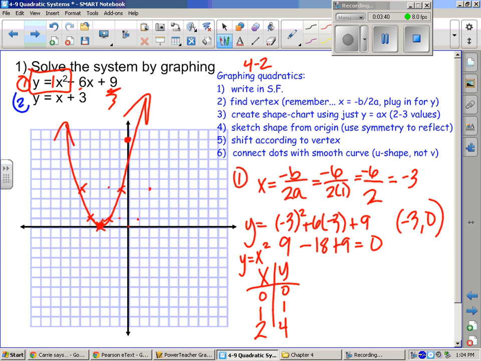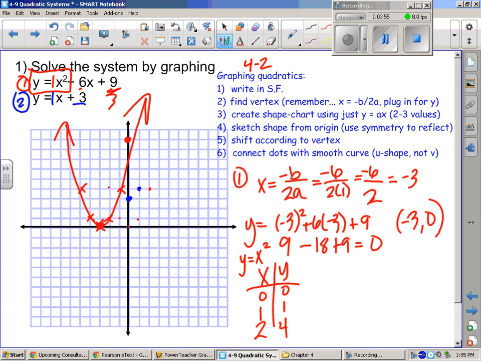That's right. Equation 2, that is a line. Easy. Slope-intercept form, y equals mx plus b. That is my y-intercept, so I'll be at positive 3. And then the slope is positive 1.